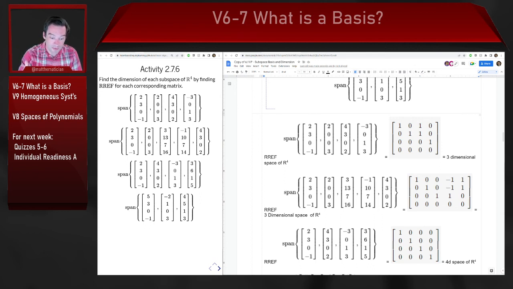And if I have a column that doesn't have a pivot, then that is a vector that in my original bucket was linearly dependent with the others, and so I should throw it away. And if I throw away all of the original vectors that had non-pivot columns in the reduced row echelon form, then what I get is a basis. And the number of those columns, which is the same as the number of pivot columns, that number is the dimension of the subspace that was spanned by my original bucket of vectors.